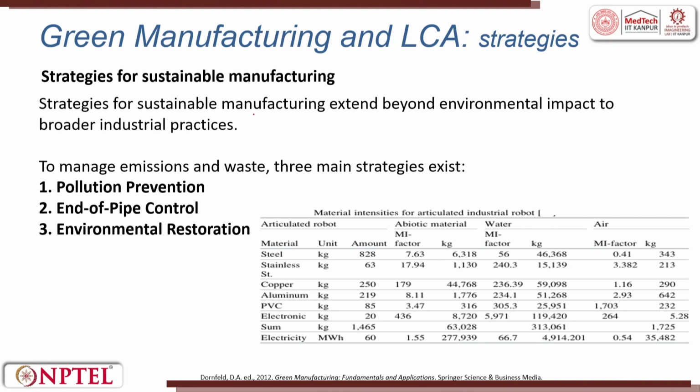Strategies for sustainable manufacturing extend beyond environmental impact to broader industrial practices. To manage emissions and waste, three main strategies exist, that is pollution prevention, end of pipe control, and environmental restoration.